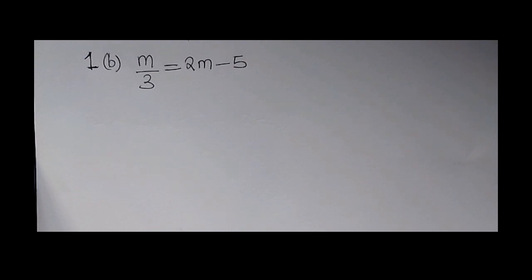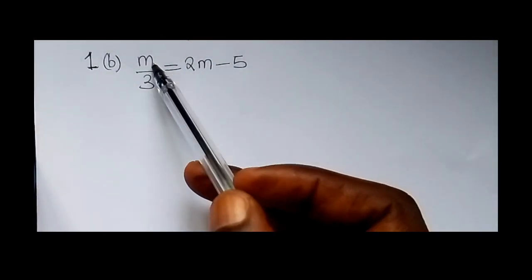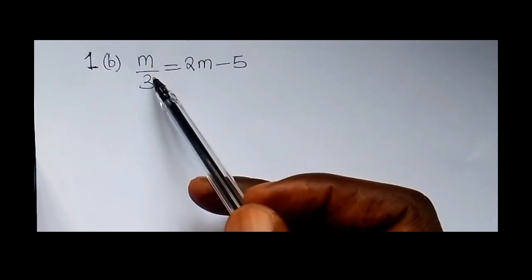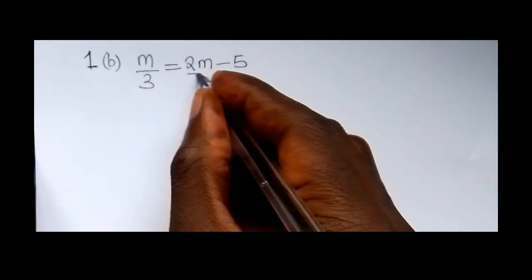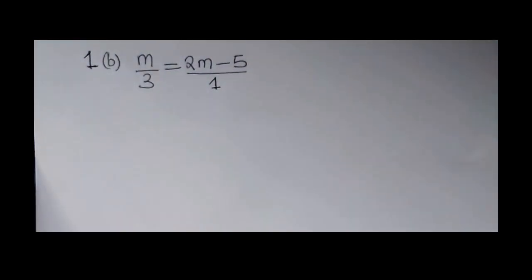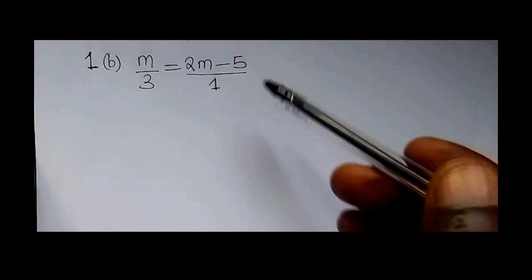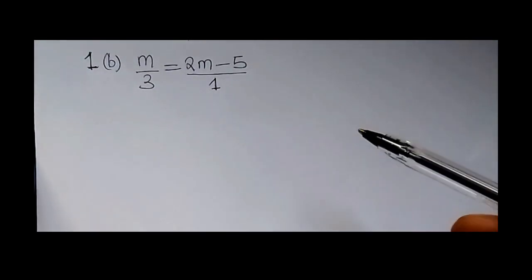So the first way is by just making the right side a fraction. Since if you've noticed here, m over 3 is a fraction, so we will try to balance it up even on the right side, make it a fraction. So this is going to be over 1. When you say over 1, that does not change the equation, because 1 into 2m minus 5 just gives us 2m minus 5.